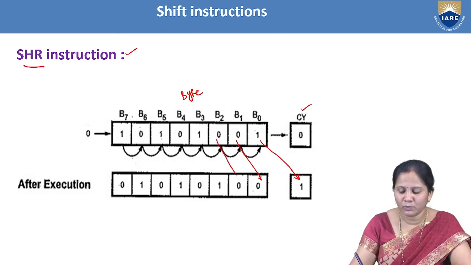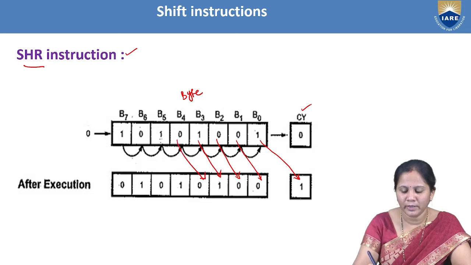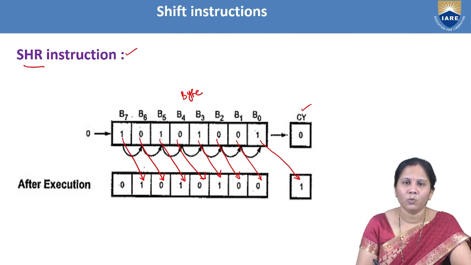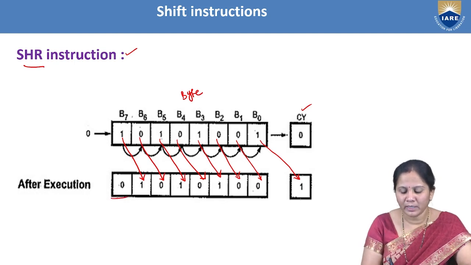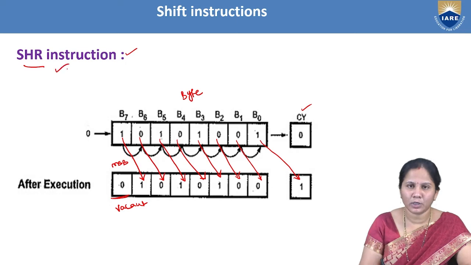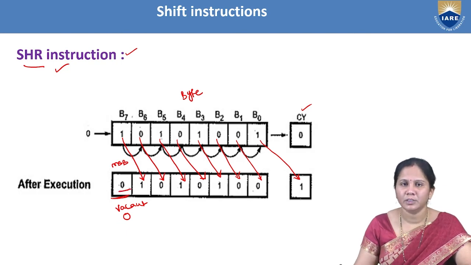So this 0 will be coming here, and here is 1. This is 0, and here 1. During this shift right operation, all the bits will be shifted towards the right by 1 bit automatically. Here, this is the MSB bit, which will become vacant. When this instruction is executed, the MSB bit will be filled with 0, the same as in the previous case.